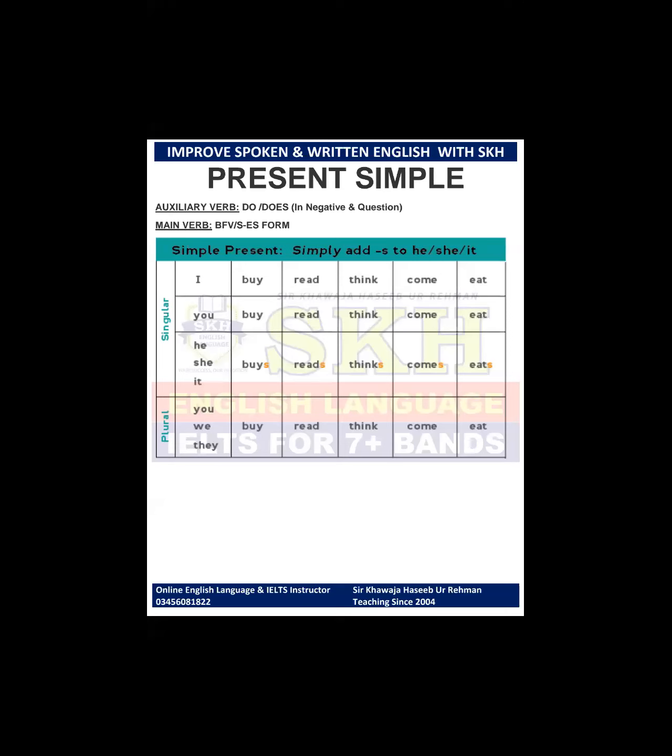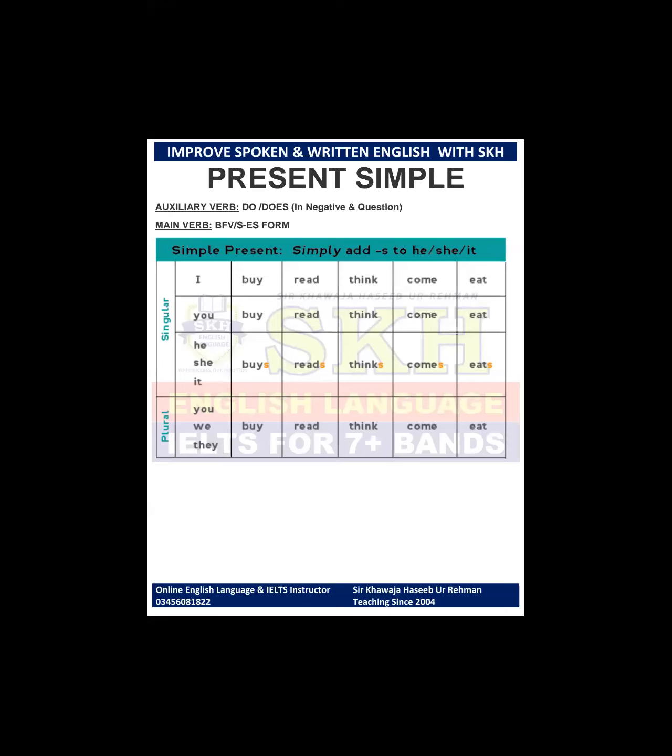Helping verbs. Okay, let me see whether my voice is clear enough for all of you or not. Let me check my hand free. If you cannot hear me, no problem. Here is a helping verb, which is called auxiliary verb as well. They are called do and does, and we use do and does in present simple, either in questions or negative.